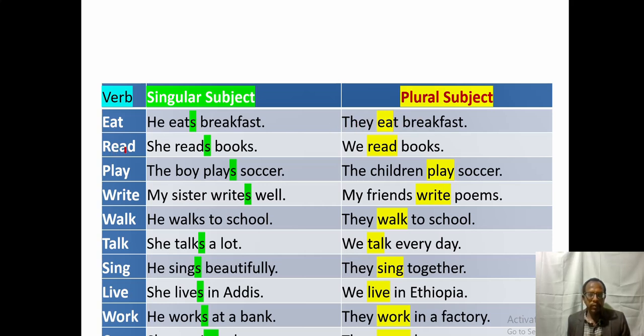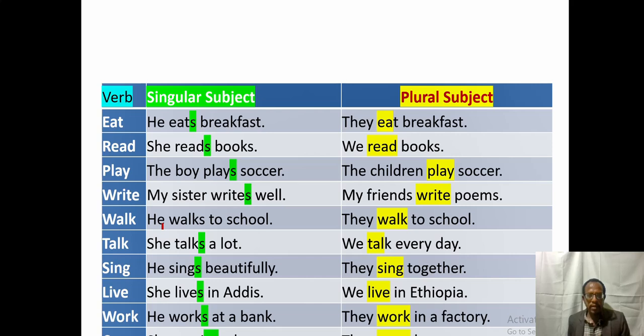Read. Verb read, singular subject she, and the verb has s. Plural subject we, the verb has no s. Play, singular subject, the verb has s. Plural subject, the verb has no s. Here, the boy, this is a singular subject, and the verb has s. And the children, this is many in number, so the verb has no s. Writes, singular subject, the verb has s. And my friends, plural subject, the verb has no s.